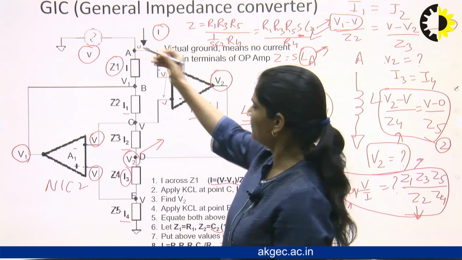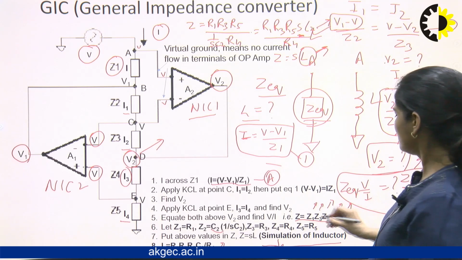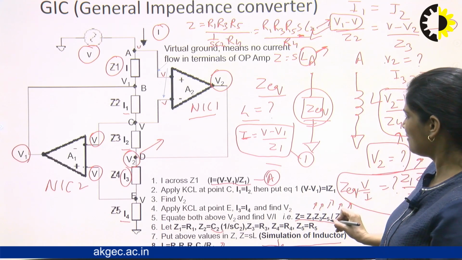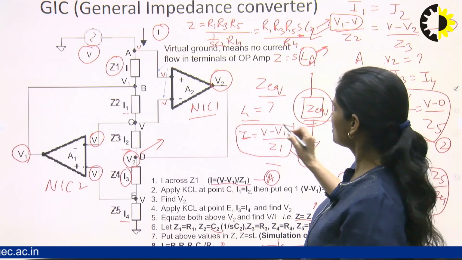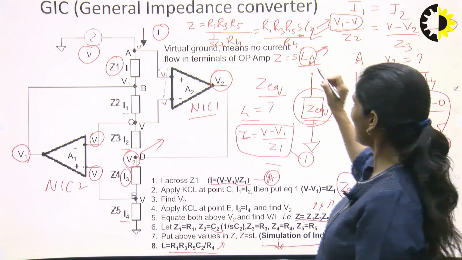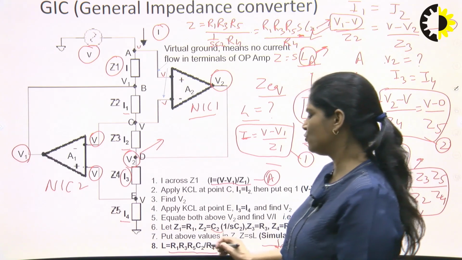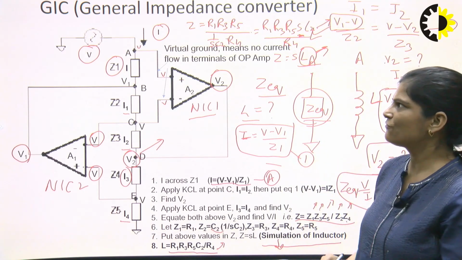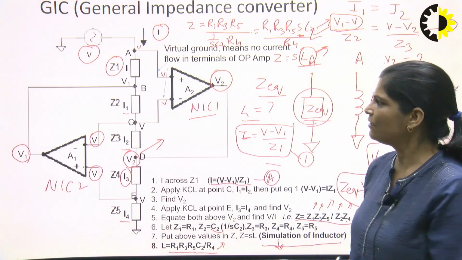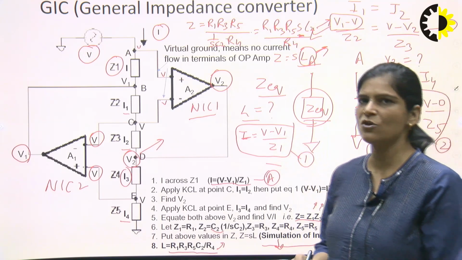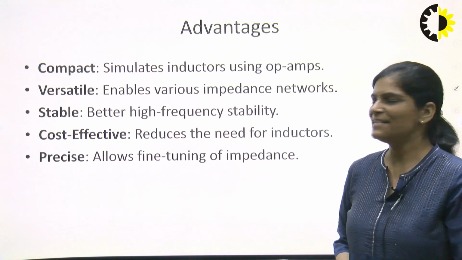And inductor here, so you can draw its circuit. This is A point. Here this is Z equivalent. You have found it here, that Z equivalent is Z1, Z3, Z5 upon Z2, Z4. Now when you are finding from this equation, L equivalent is R1, R3, R5, C2 upon R4. So this is the derivation of this general impedance converter, where we are finding here Z equivalent and inductor from this derivation.